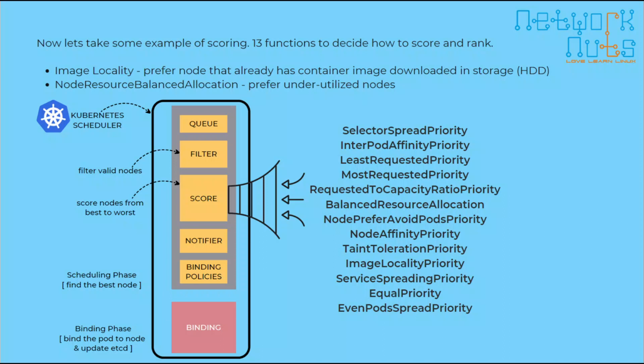Then comes the scoring. Now, how to decide? Again, Kubernetes has got 13 functions. Let me give you one example. I can control image locality. Please understand, what is image locality? If you can read here, it means I will prefer a node that already has the container image downloaded. Even though the other node might have full resources free, I will still prefer it, so I can control my scoring.